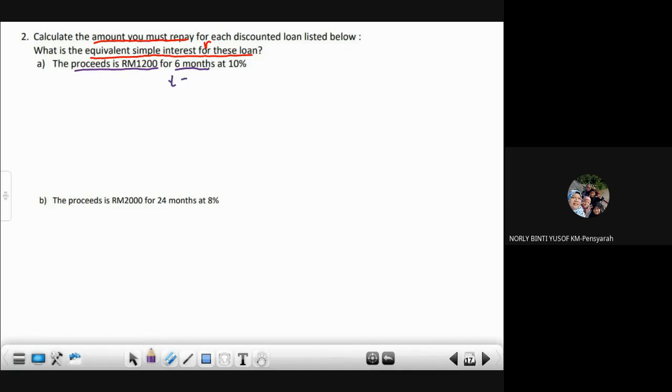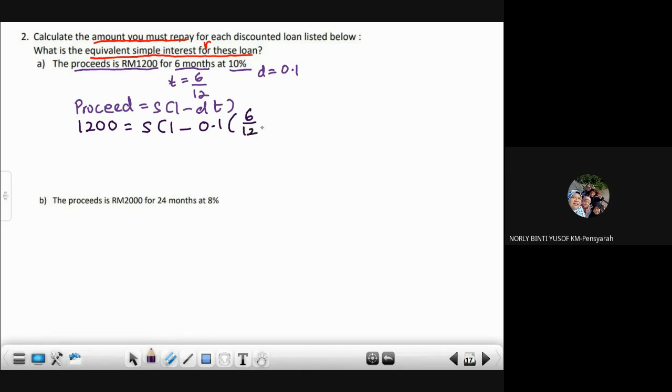6 months, T dia adalah 6/12. Lepas tu rate dia adalah D 0.1. So kita guna formula proceed sama dengan S(1 minus DT). So kita masukkan. Proceed adalah 1,200, S tak tahu, 1 minus 0.1 times 6/12. So kita kira, kita akan dapat S kita 1263.16.